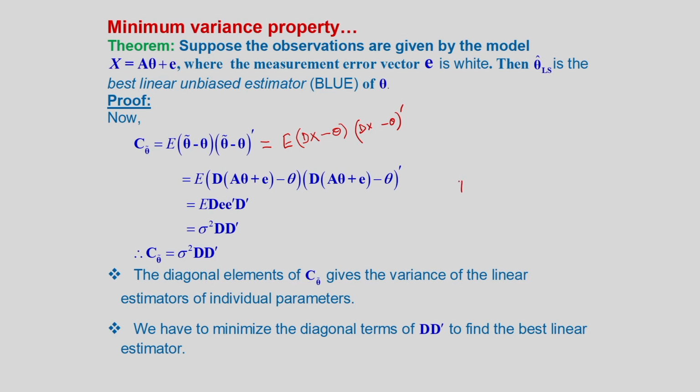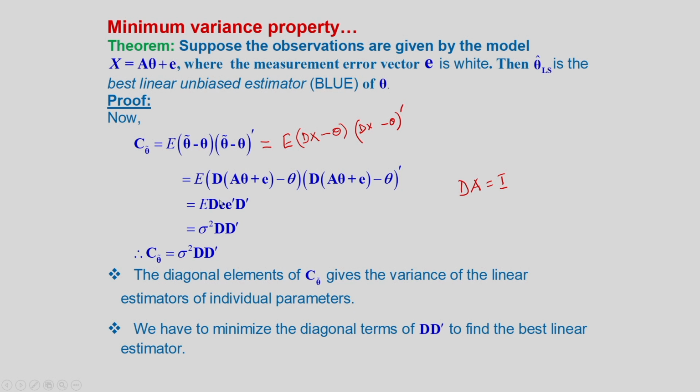And we note that D into A must be equal to the identity matrix. Therefore, wherever D into A comes, we will get the identity matrix, and because of that, D into A into theta will be equal to simply theta. So, this theta and this theta will get cancelled. Similarly, on this side also, D into A will be the identity matrix, therefore this theta and this theta will get cancelled. Therefore, this expression will be equal to E of D times E transpose into D transpose, because (D times E) transpose is E transpose into D transpose.